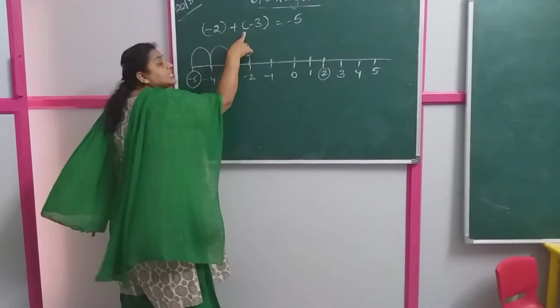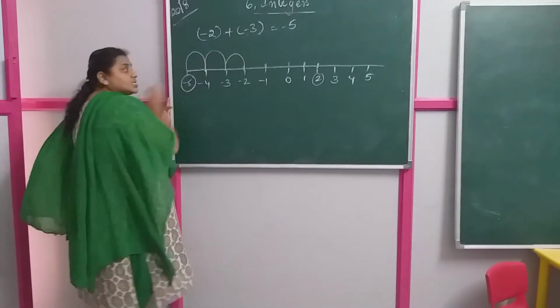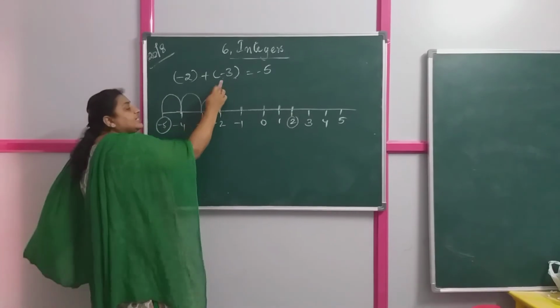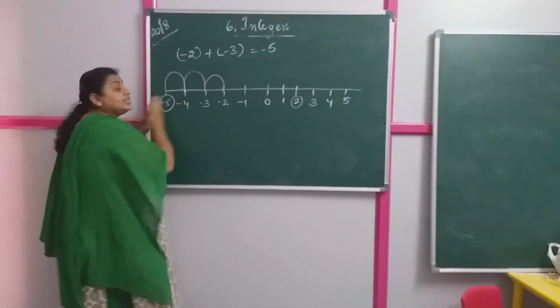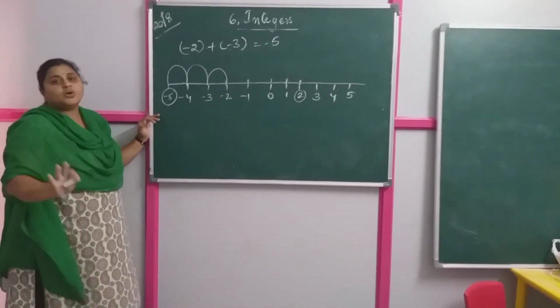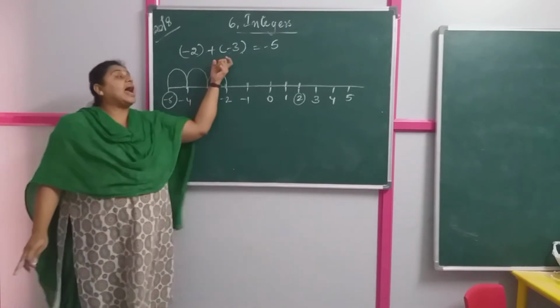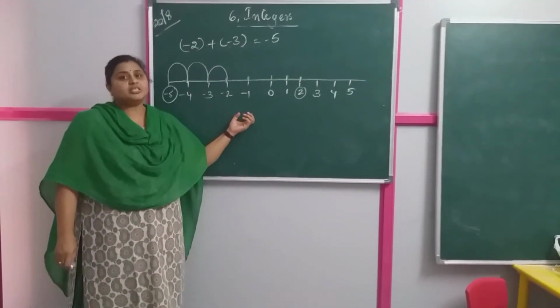If I am adding plus 4, you will jump forward. If I am adding minus, you will take backward steps. If you have a positive integer, take forward steps. If you are adding a negative integer, take backward steps. That is the only difference in how to add integers using the number line. Hope you understood, children.